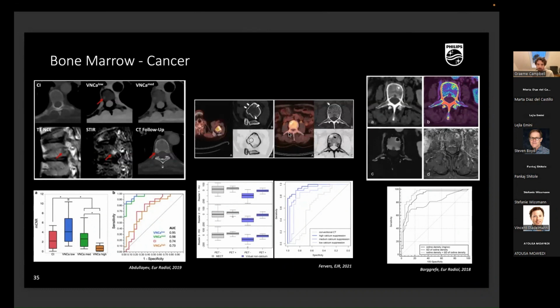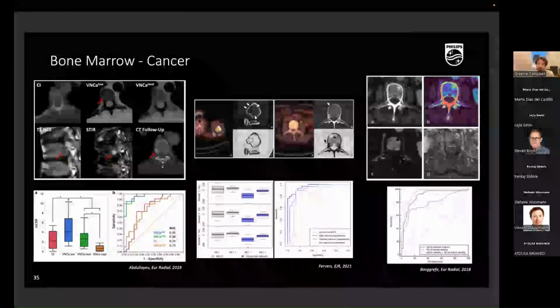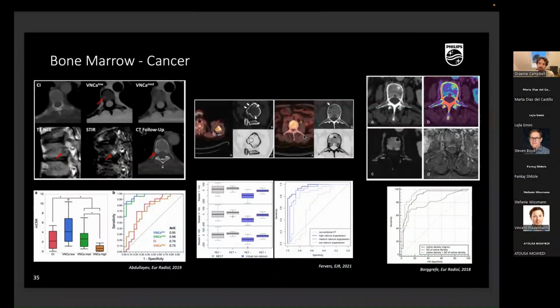And also looking at patients with multiple myeloma, and comparing to PET. So looking at basically patients, looking at the activity, the viability of the cancer, and how well this could be seen in conventional CT or spectral CT.